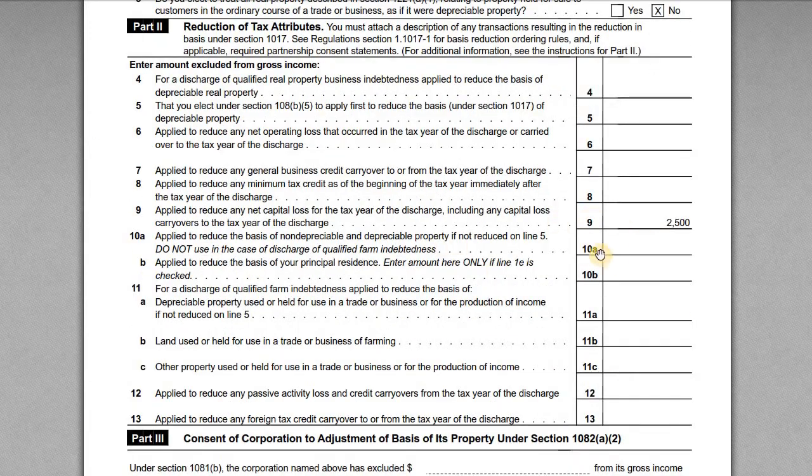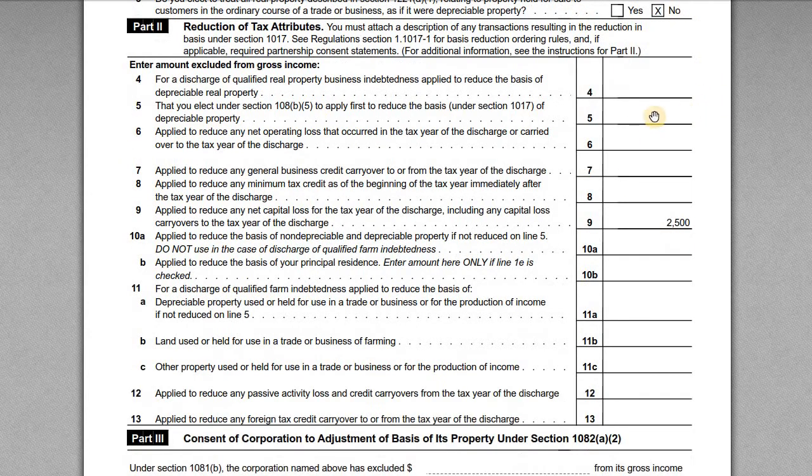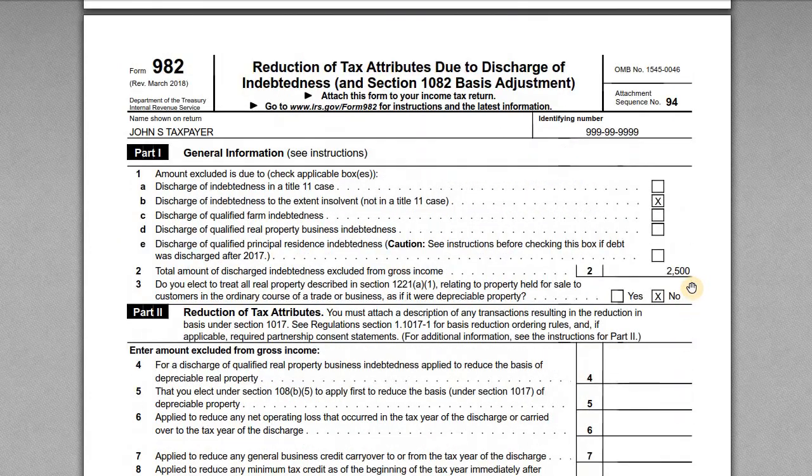So, one more point. If you find yourself in a position where you're insolvent, and you don't have any of these attributes to reduce, that's okay. You can still exclude the income. You can still exclude the discharge of debt from your gross income, but you just have no tax attributes to reduce the basis of. Okay, so it's not uncommon to see all of these fields completely zero. But in this case, John did have some capital loss carryover, so we had to reduce it per the regulations.